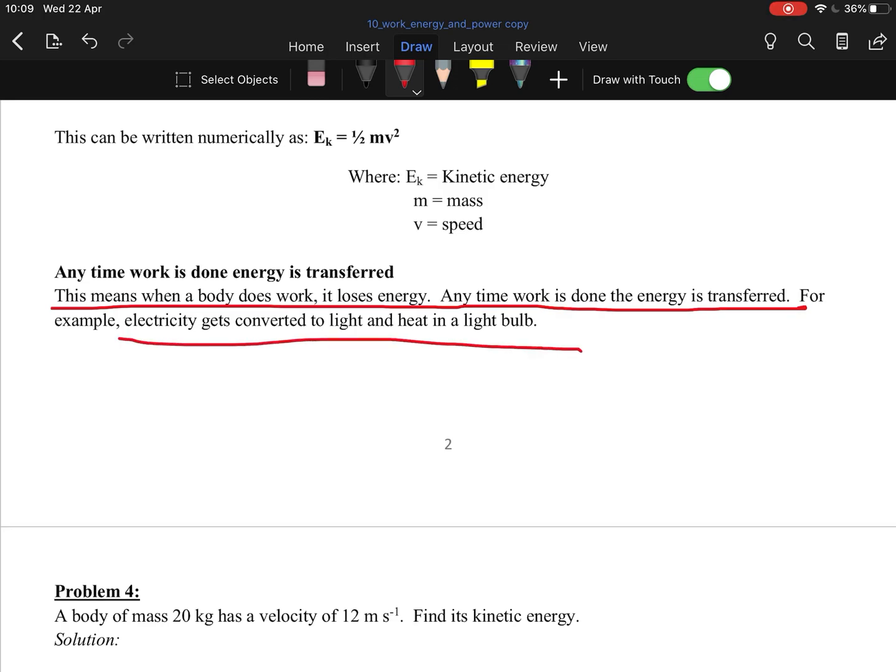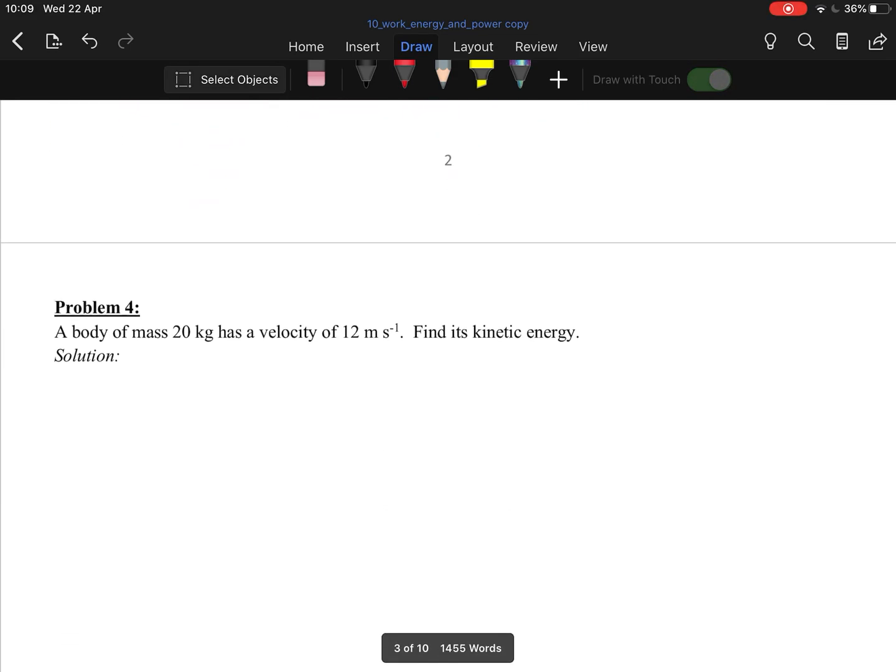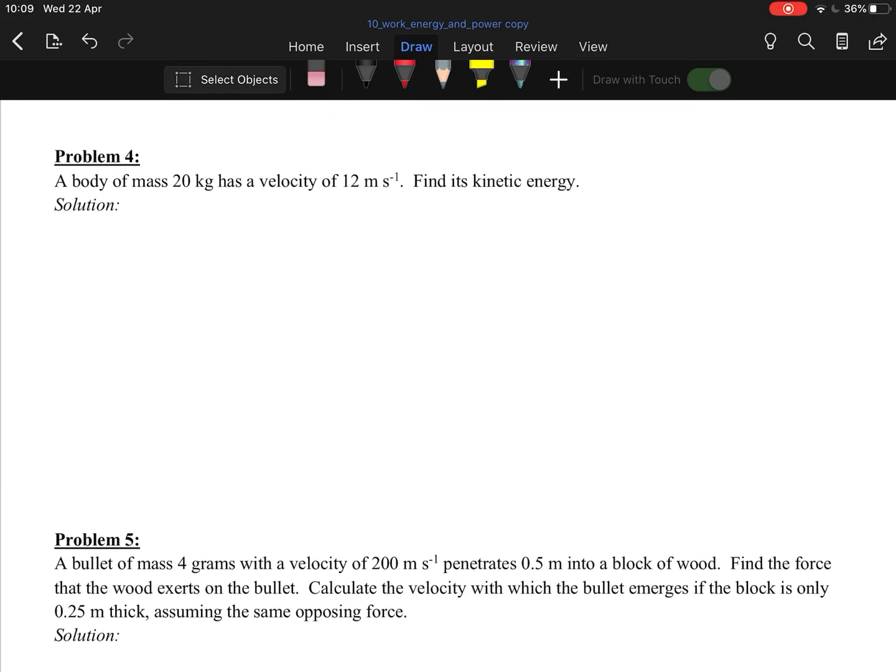Energy is transformed. The example is simply electricity. We convert that to light and to heat in a light bulb, and it loses energy. Heat goes out. We lose the heat and then the heat gets converted.